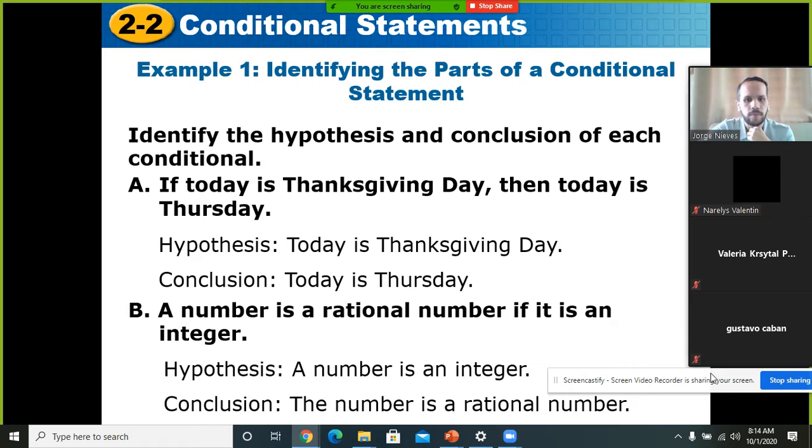A number is a rational number if it is an integer. Okay. So we have to start the hypothesis by saying a number is an integer. Then we can conclude that the number is a rational number because, you know, an integer is a rational number. Okay. ¿Entendimos esos dos ejemplos? So we got to read it very carefully and then answer. Okay.